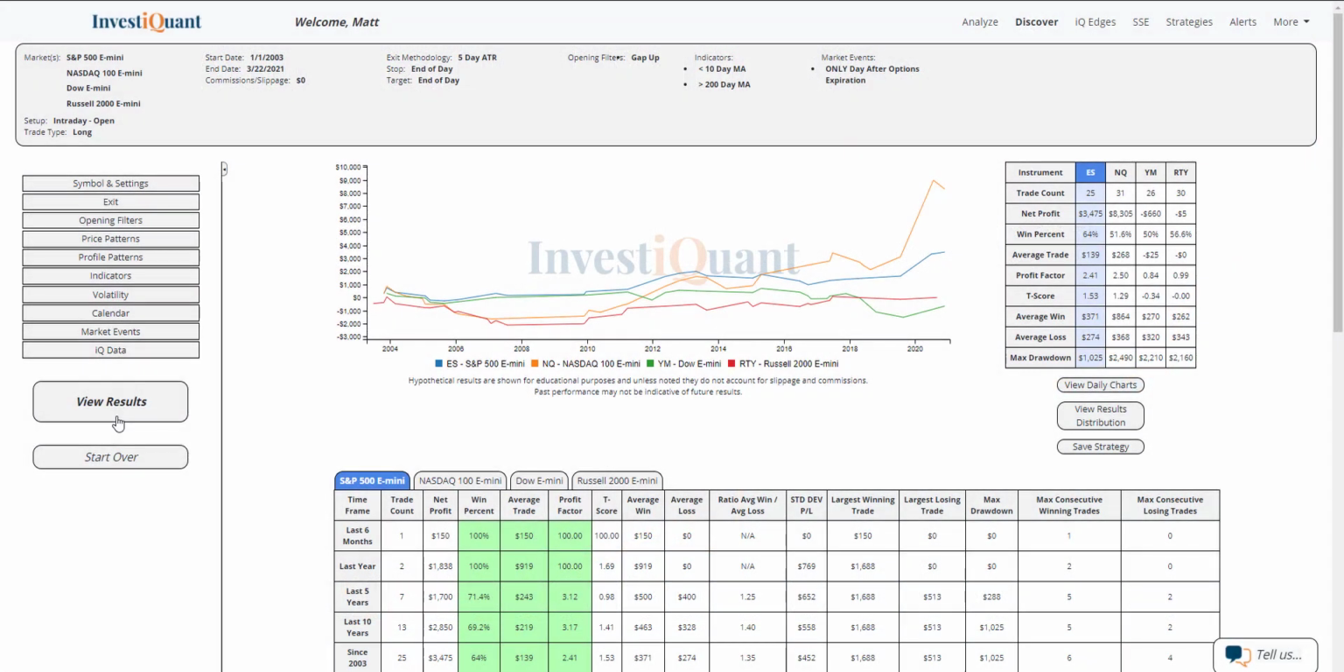And here we go. These are the results of going long at the open, which is 9:30 a.m. Eastern Time, exiting at the close, which is 4:15 p.m. Eastern Time, when you gap up the day after options expiration day in a similar market environment, which is below a 10-day simple moving average, but above a 200-day simple moving average. Historically, the S&P has 25 samples, the NASDAQ has 31, the Dow 26, and the Russell 30.